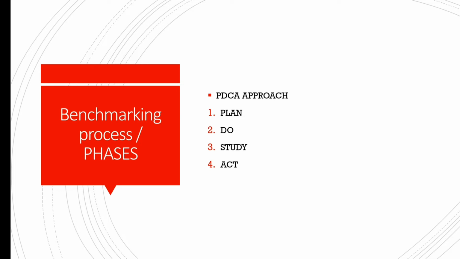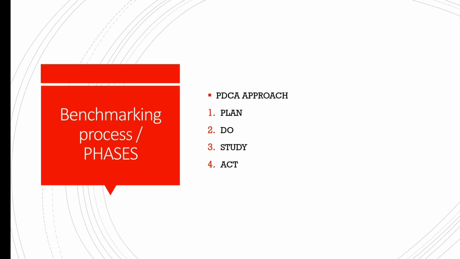Then do. Do means doing a self-study regarding the selected area. So which area we are going to compare, the performance indicators, documenting practices and collecting data from benchmarking partners. We are collecting that. Then study. Study means observing the gap that we analyzed by comparing the findings of our own organization and a benchmarking partner, either positive or negative, and how we can modify that performance. So we communicate the result and develop functional goals.